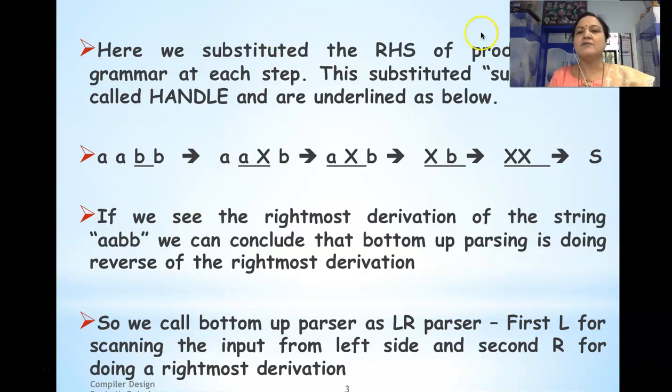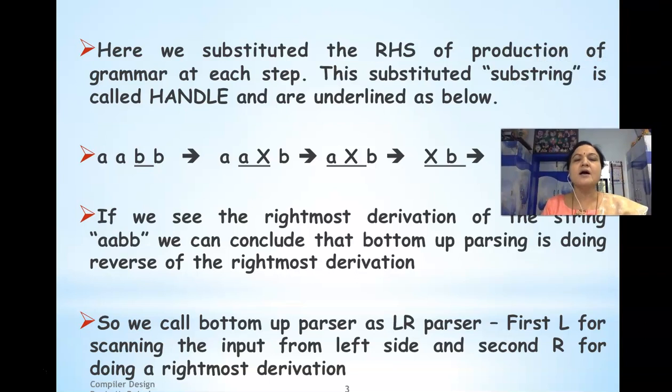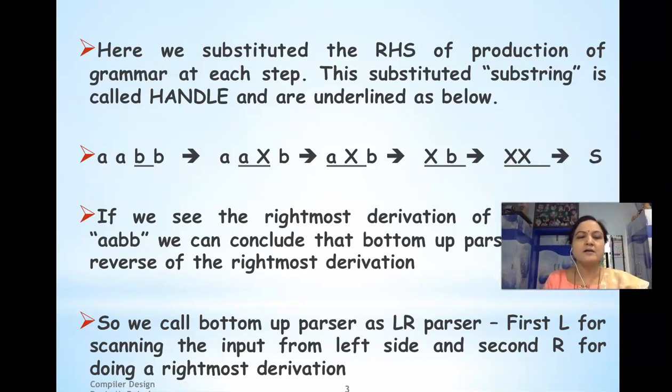So here we substituted the right hand side of a production of the grammar at each step. This substituted substring is called a handle. Whatever we are substituting at each and every step is called a handle. Now see here, we are writing the same steps again, starting with AABB, which is the bottom of the leaf nodes of the tree.